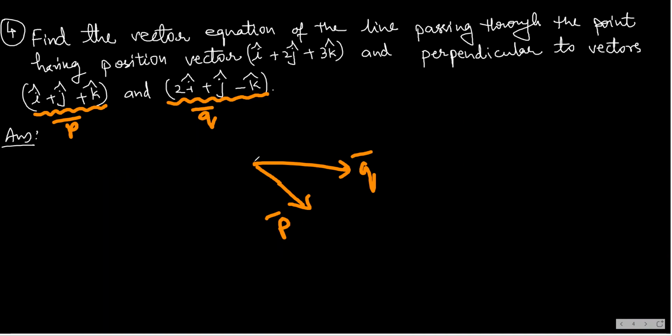So you will have to first find a direction which is perpendicular to both the vectors. Now see here, this direction is perpendicular to both the vectors. Here we have a direction which is perpendicular to both the vectors.